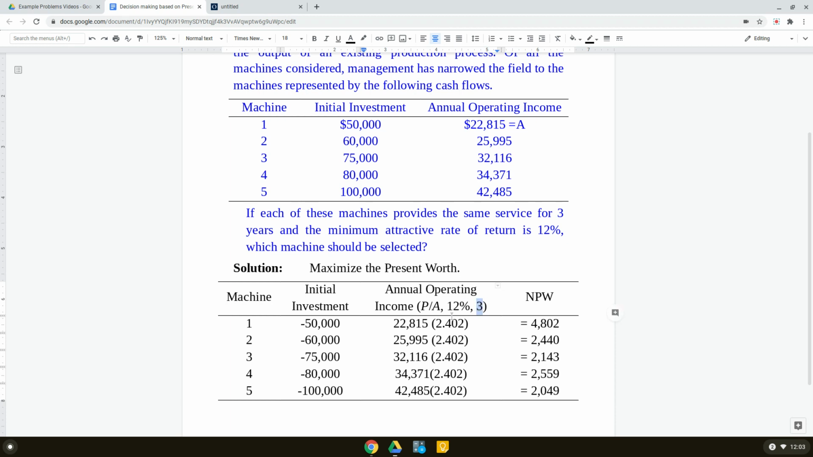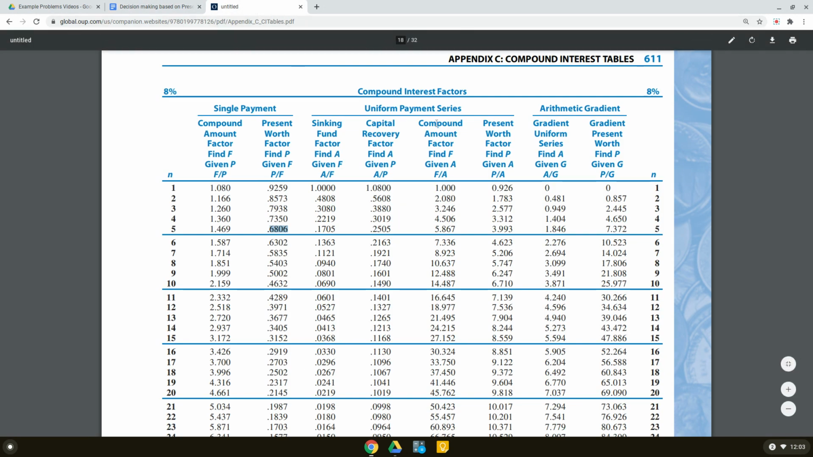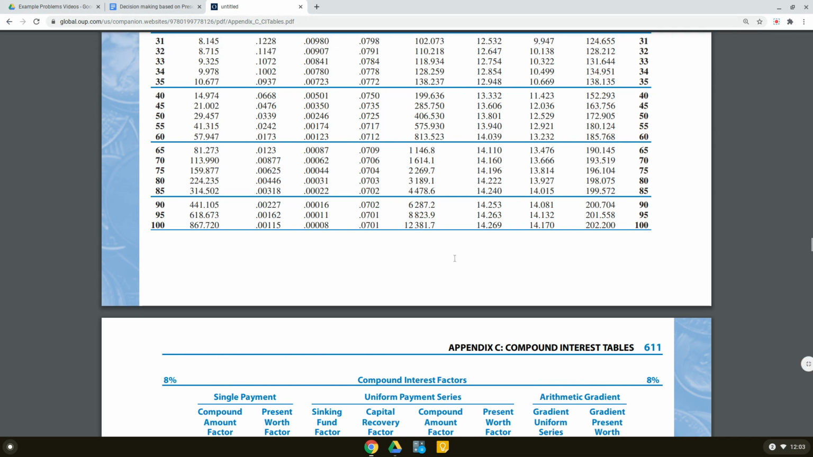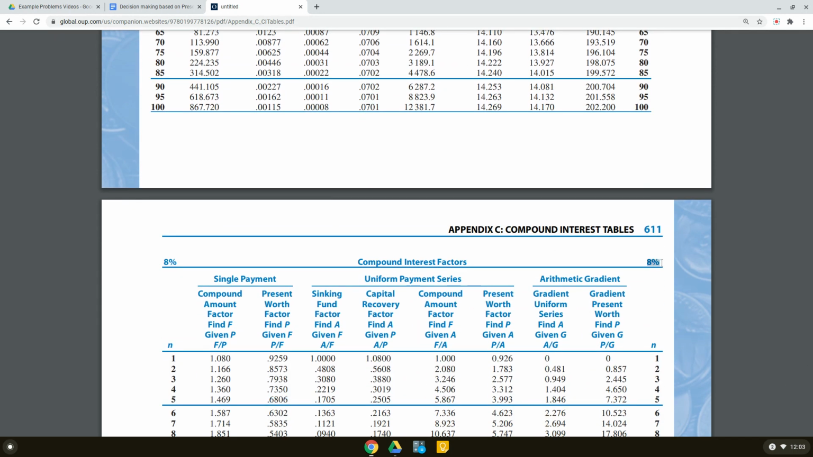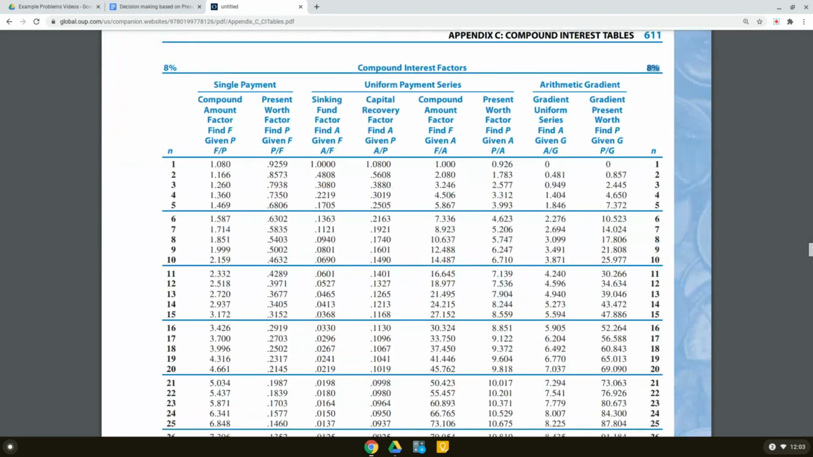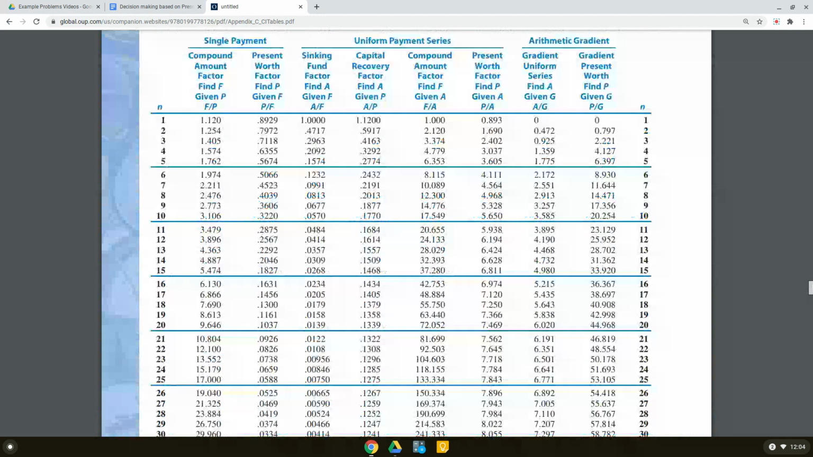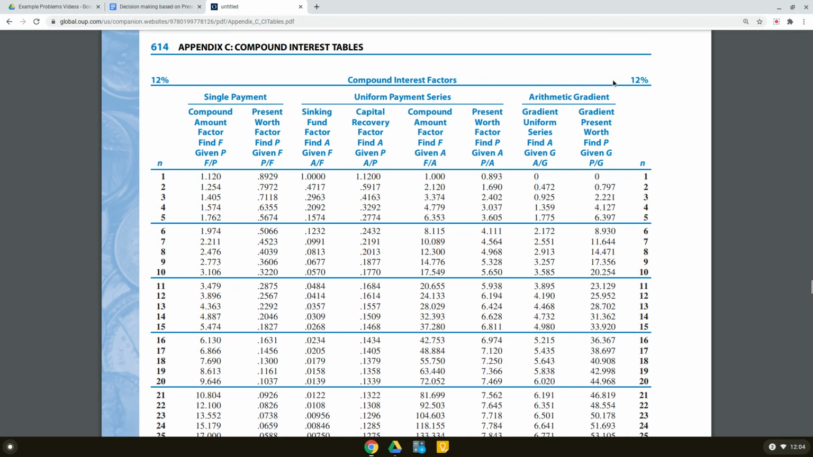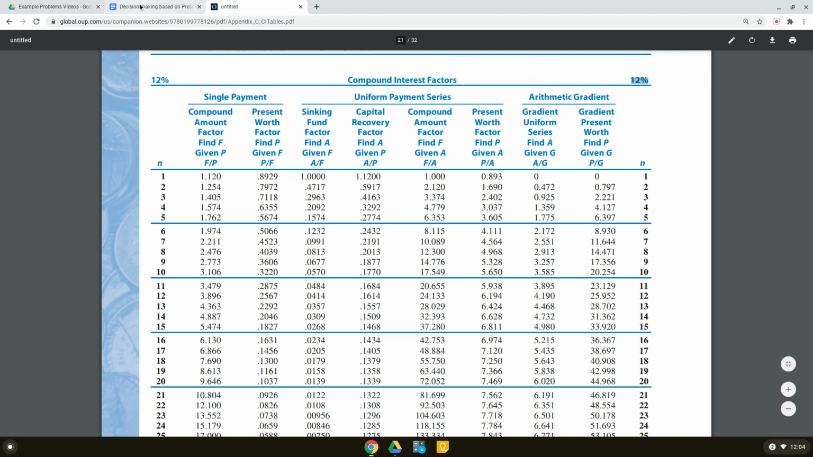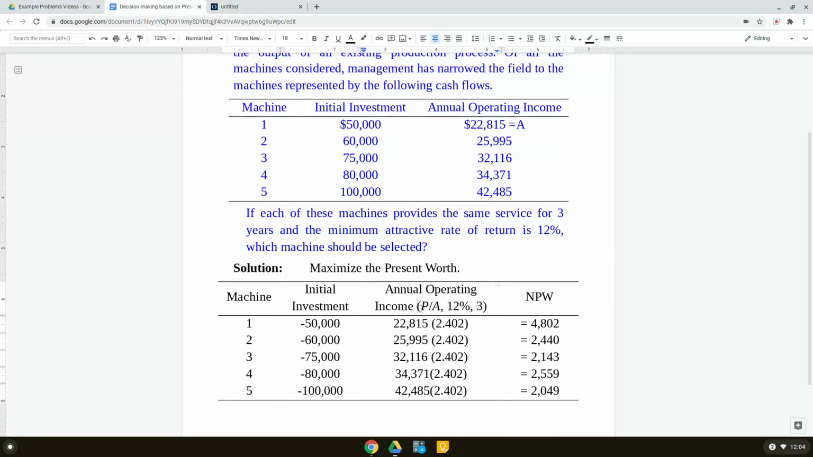So let's look at what is the value of this factor, and then we can multiply each of these numbers by that factor, right? So compound interest tables, you can Google them. This one is for 8%, but we need a 12% compound interest table. So I'm going to scroll down further, and I have 10% and 12%. So we got this. This is the 12% compound interest table. And we need to find out P given A factor for 3 time periods.